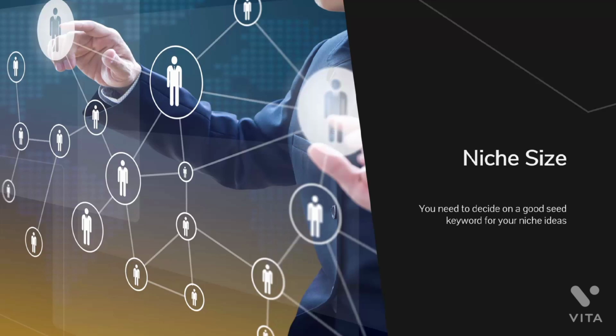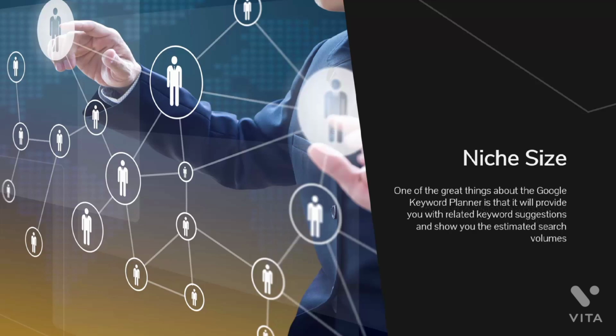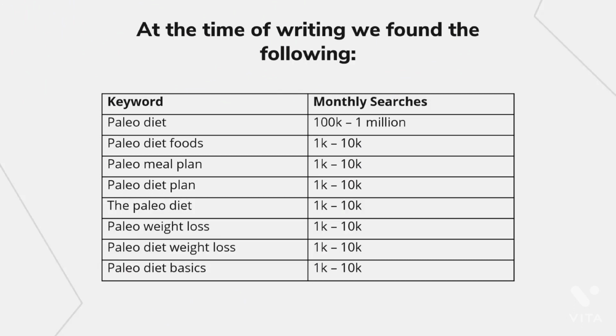Enter this into the Google Keyword Planner. One of the great things about the Google Keyword Planner is that it will provide you with related keyword suggestions and show you the estimated search volumes. At the time of writing, we found the following: Paleo Diet, 100,000 to 1 million monthly searches. Paleo Diet Foods, 1,000 to 10,000. Paleo Meal Plan, 1,000 to 10,000. Paleo Diet Plan, 1,000 to 10,000. The Paleo Diet, 1,000 to 10,000. Paleo Weight Loss, 1,000 to 10,000. Paleo Diet Weight Loss, 1,000 to 10,000. Paleo Diet Basics, 1,000 to 10,000.